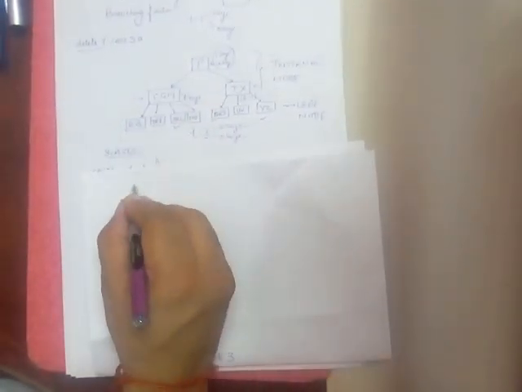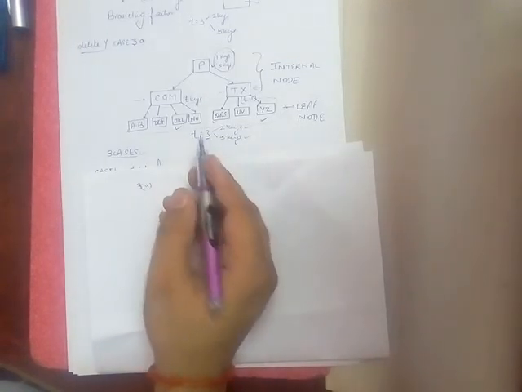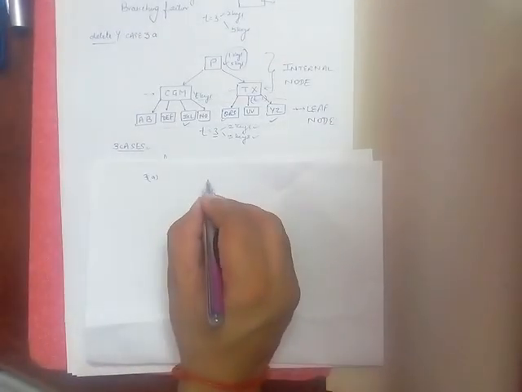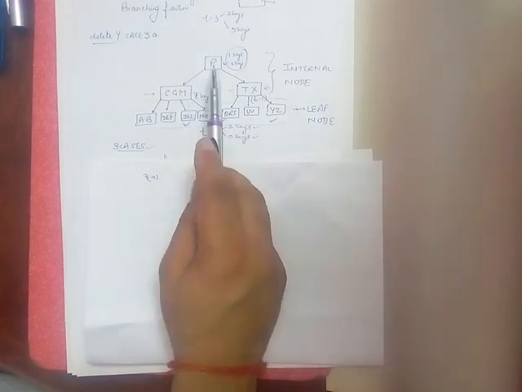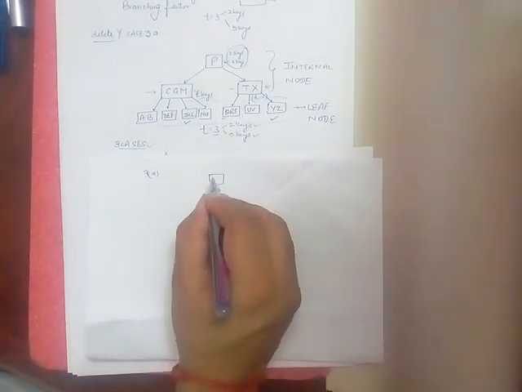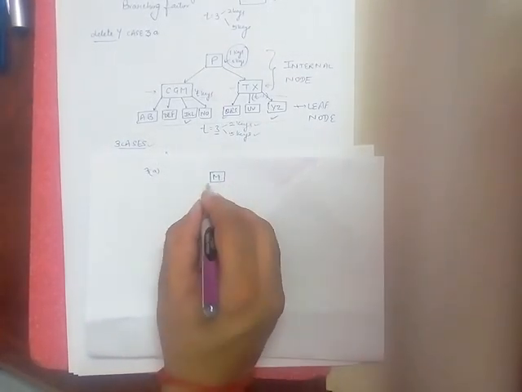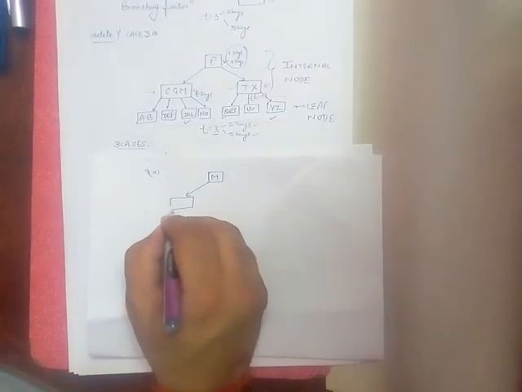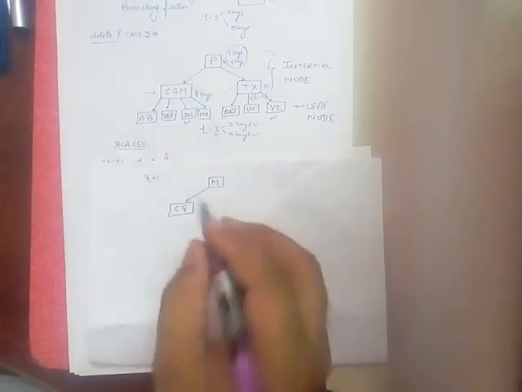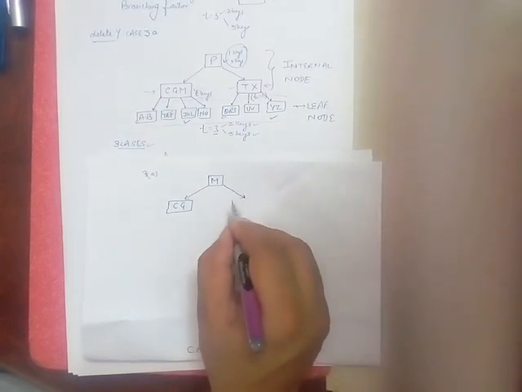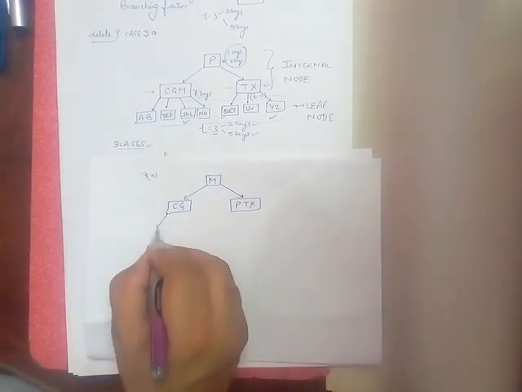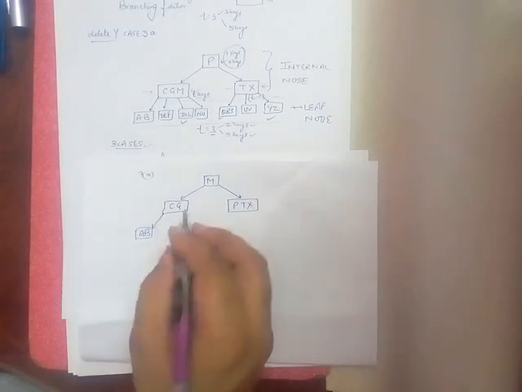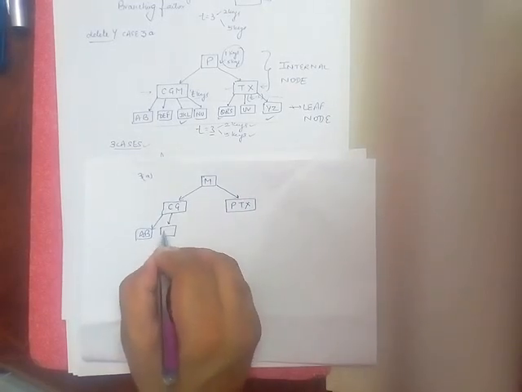You can see the figure when we are considering case 3A in this particular figure while deleting Y. The root node will be changed. As M is moved up and P is moved down, the root will become M. M's left child will become C and G. M's right child will become P T X. Then its left child will become A B, and its center child will be D E F.